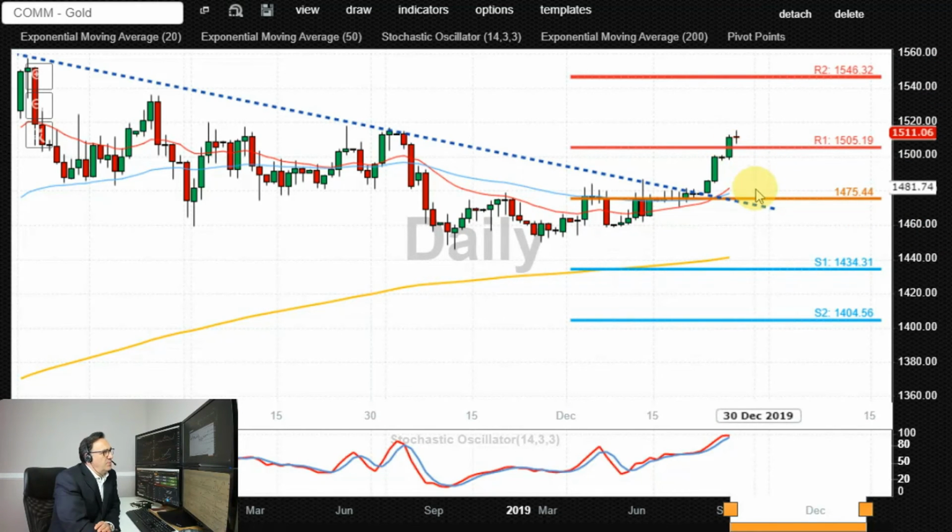Alternatively, if you see a dip lower and end of day close below 1475, that would change the outlook fairly quickly to bearish, potentially opening the way for a dip lower towards 1450, 1434, possibly even 1400 to the downside.